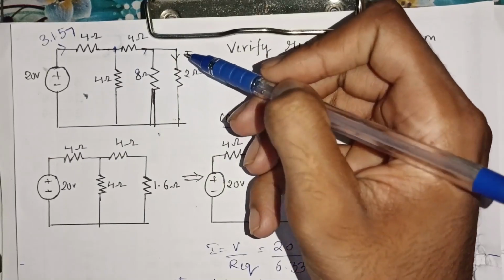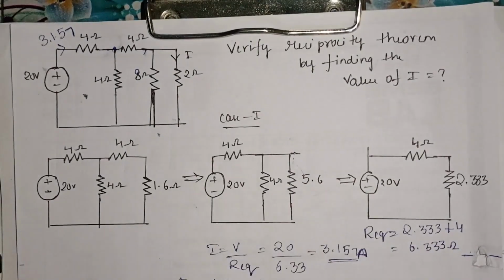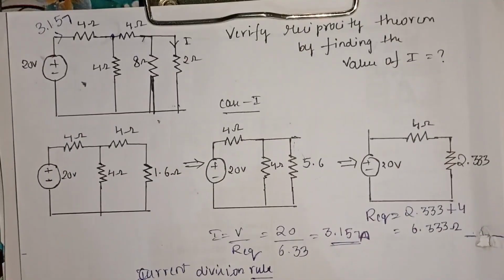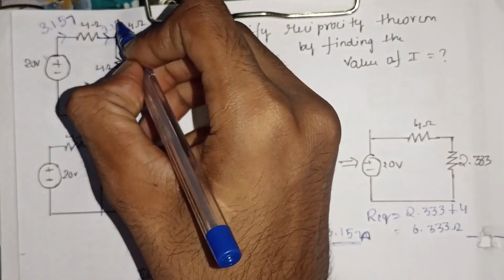So that part of current that is entering the 2 ohm resistance is the value of current that is to be calculated. So I take the value of 3.157 as the same current.